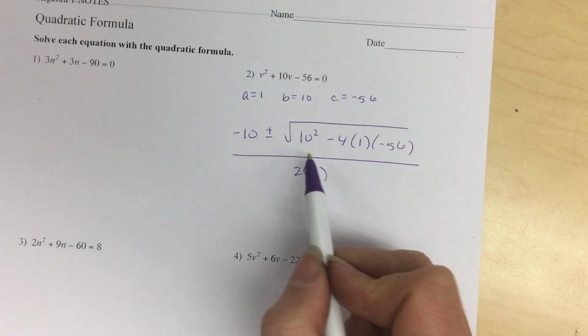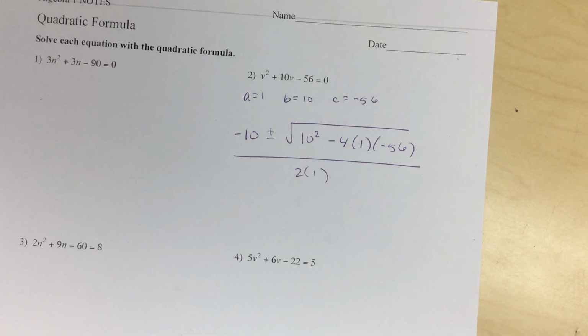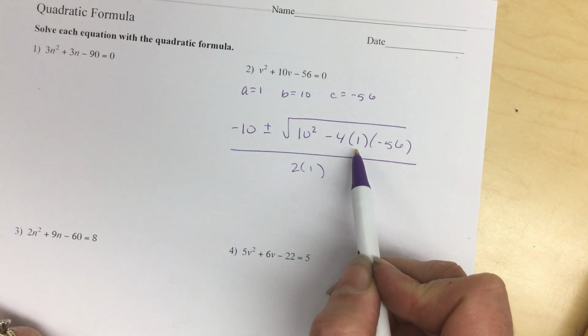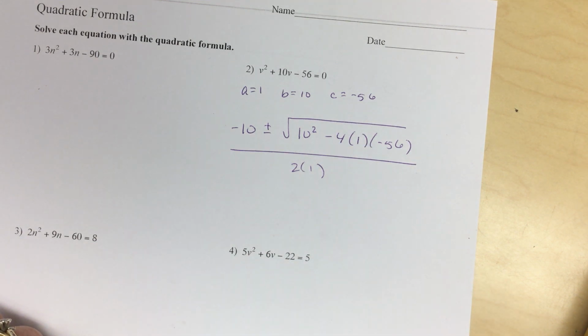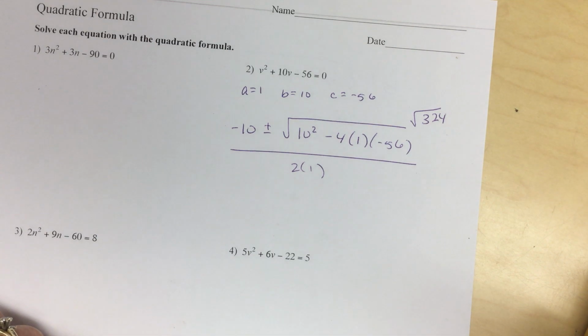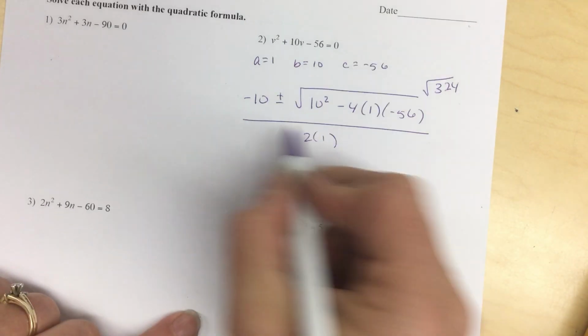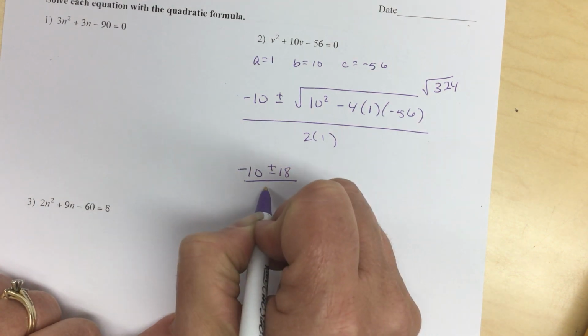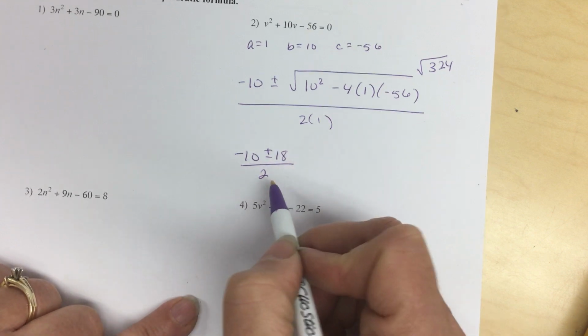So then you take your calculator and you plug that in. And so 10 squared is 100 minus 4, and I wouldn't do times 1. You can if you want to, but times 1 is not going to change anything. Then times a negative 56, and you get the square root of 324. Take the square root of 324 on your calculator, and you get 18. So this becomes negative 10 plus and minus 18 all over 2, because 2 times 1 is 2.